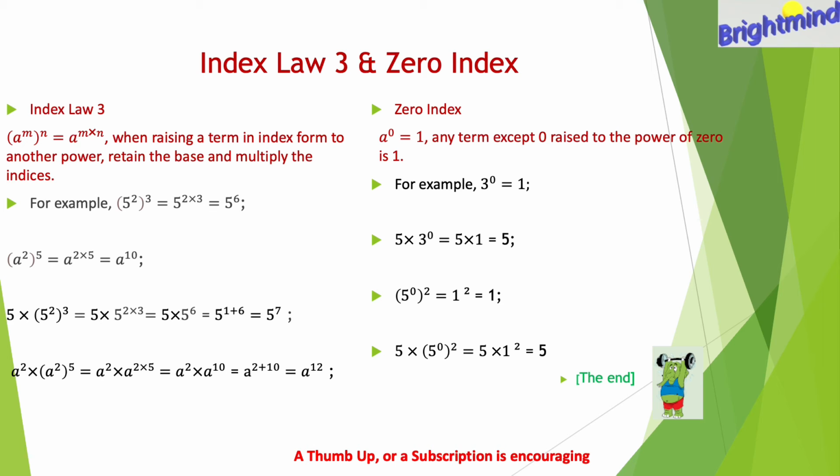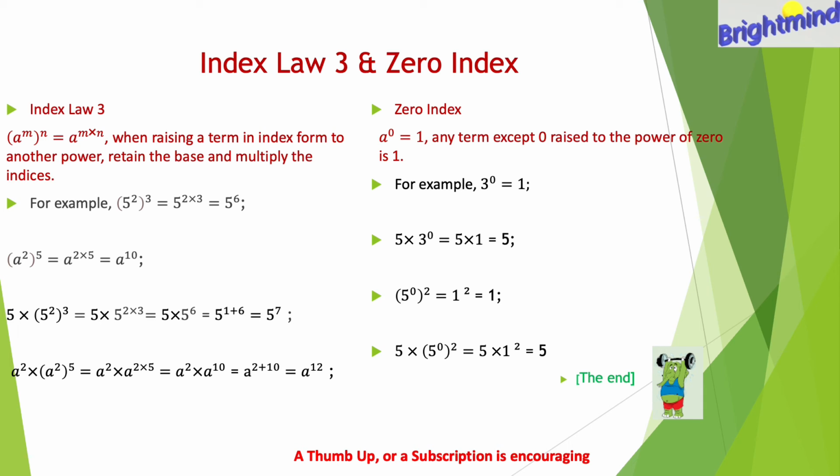I'll repeat. In this question, we firstly use index law 3 to calculate the second part, bracket 5 to the power of 2, bracket to the power of 3. We get 5 to the power of 2 times 3, which is 5 to the power of 6. Then we use index law 1 to keep the base 5, add the powers 1 and 6, we get 5 to the power of 7.